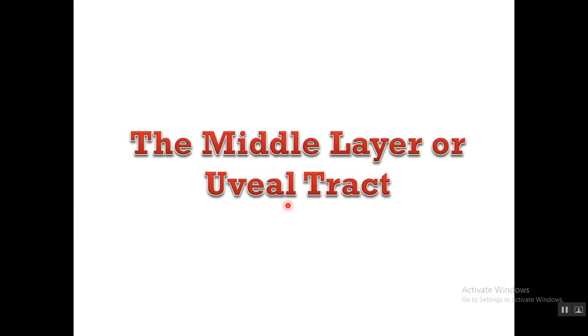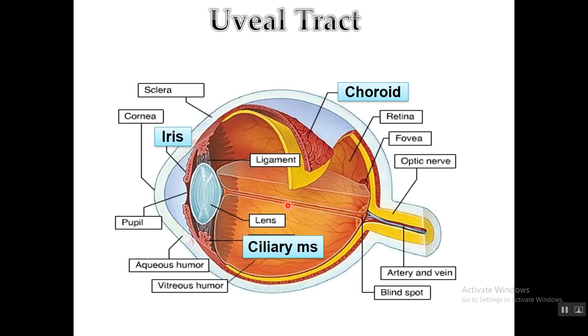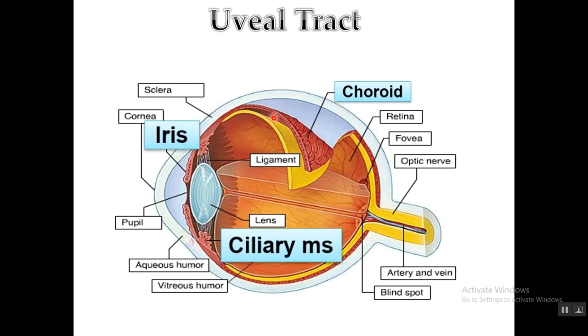What about the middle layers? Before talking about the last refractive media of the eye, which is the lens, we should know something about the middle layers or uveal tract. The middle layer or uveal tract of the eye consists of an anterior part called the iris, followed by the ciliary muscles, and then the choroid. What's the function of each part?